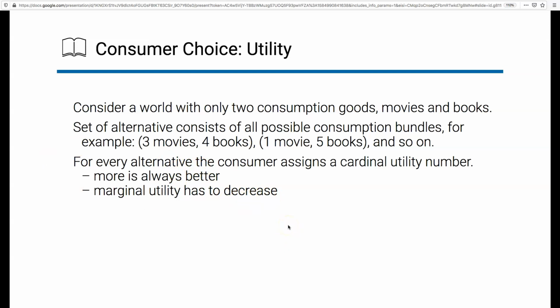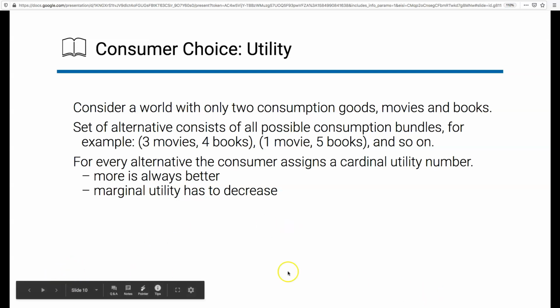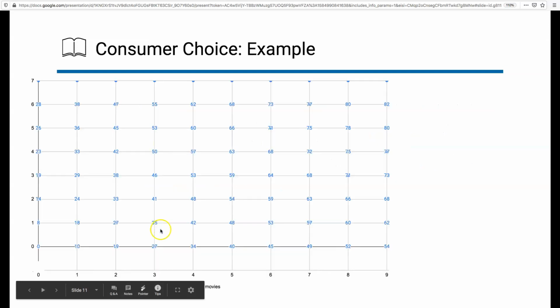If that is the case, then we can think about all the consumption bundles being placed on a plane, with movies being on the horizontal axis, books being on the vertical axis, and for every bundle that has an integer number of movies and books, we can assign a utility function. So here's an example of such assignment.